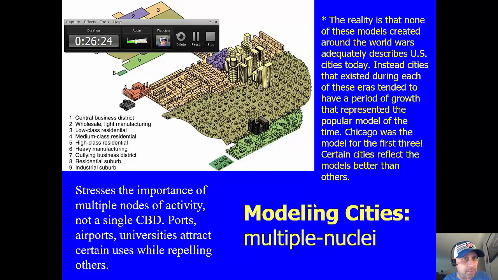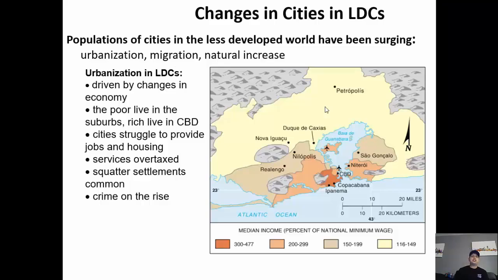Okay, now I'm going to jump over and add in a bunch of the information from the other slides. Populations of cities in LDCs have been surging. Urbanization has been occurring. Migration from rural areas is occurring. There are massive NIRs in these places, and so naturally, as a result, our fastest growth is happening in LDC cities today. Of course, this is a massive result of changes to the economy as these countries go into stage 2 or stage 3 of economic development.